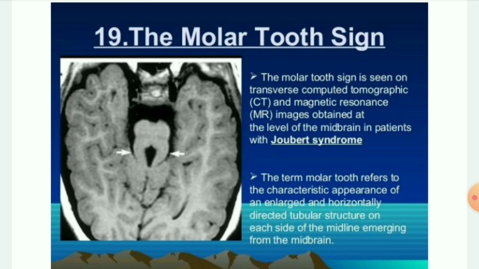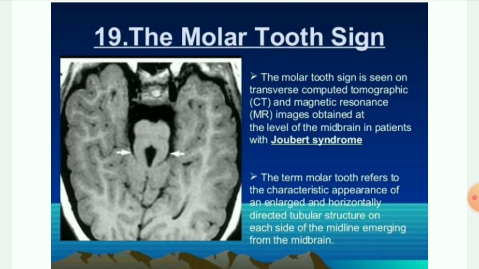The molar tooth sign is seen on transverse computed tomographic (CT) and magnetic resonance (MR) images obtained at the level of the midbrain in patients with Joubert syndrome. The term molar tooth refers to the characteristic appearance of an enlarged and horizontally directed tubular structure on each side of the midline emerging from the midbrain. The sign is caused by a lack of normal decussation of superior cerebellar peduncular fiber tracts in patients with Joubert syndrome.